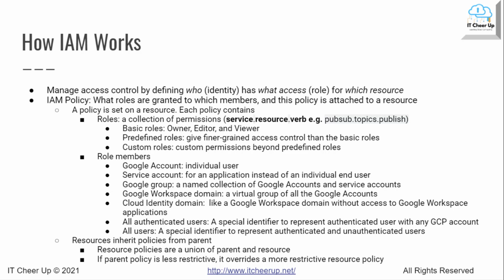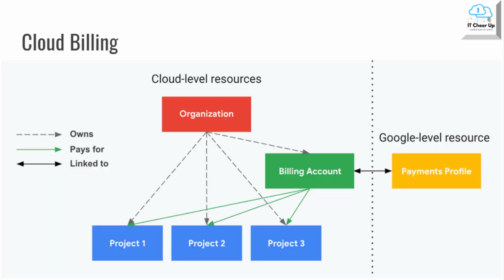You will have some questions on IAM for cloud billing in the PCA exam. Now let's move to cloud billing. There are two types of relationships that govern the interactions between organizations, cloud billing accounts, and the projects: ownership and payment lineage. Ownership refers to the IAM permission inheritance. Payment lineage defines which cloud billing account pays for a given project.